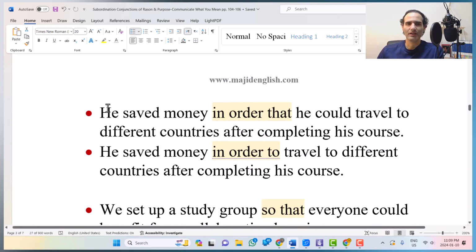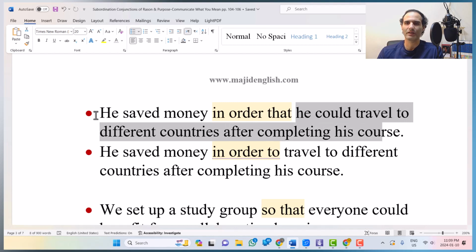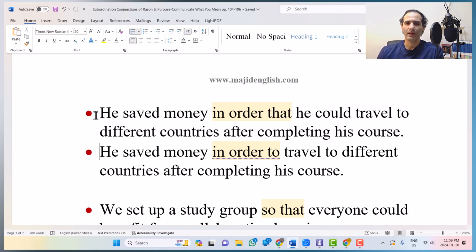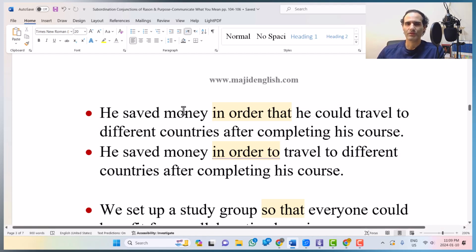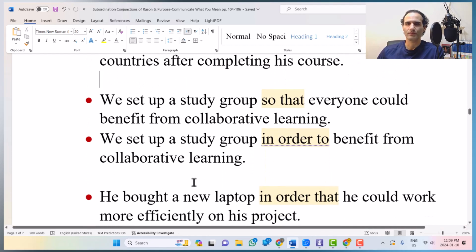The same analogy here. He saved money in order that he could travel to different countries after completing his course. So, for that consequence, for that result. Now, he saved money in order to, verb phrase, travel to different countries after completing his course. So, in order that or so that, followed by an independent clause; in order to, followed by a verb phrase. I'm just repeating myself several times so you can find it out better.